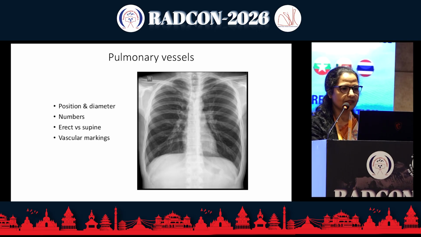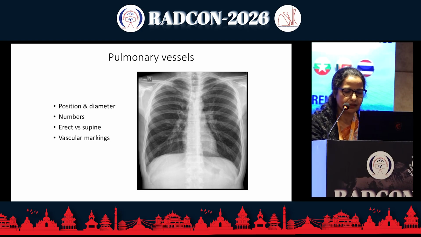So the pulmonary vessels: positions and diameter, and the number of the vessels, usually in the first intercostal spaces, 3 vessels. Then in erect position, usually the lower vessels are prominent. The vascular markings should be visible only in the inner 2/3 of the lungs. They should not be visible outside. Otherwise, it is pulmonary congestion or sometimes plethora.